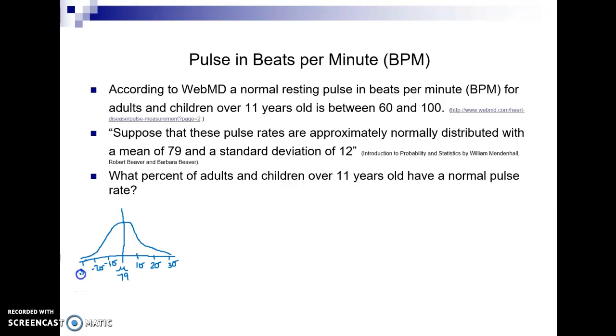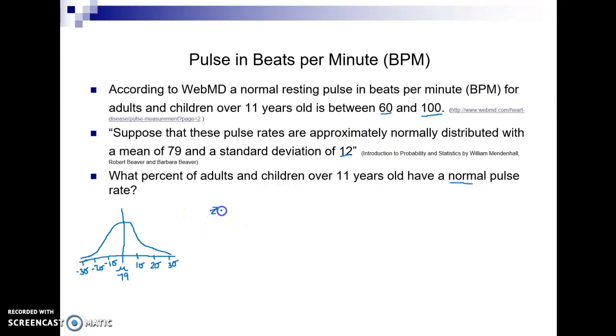Now, in this example, we're going to use as many shortcuts as we can. So even though we're told that the standard deviation is 12, I am not going to take the time to add 12 and subtract 12 to figure out all the different pulse rates. I'm going to go directly into my problem. It asks me what percent have a normal pulse, and normal is defined at the beginning as between 60 and 100. So those are the two values that I care about.